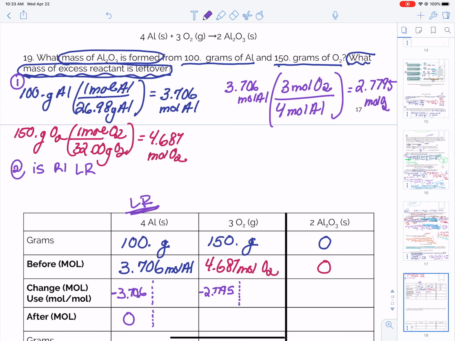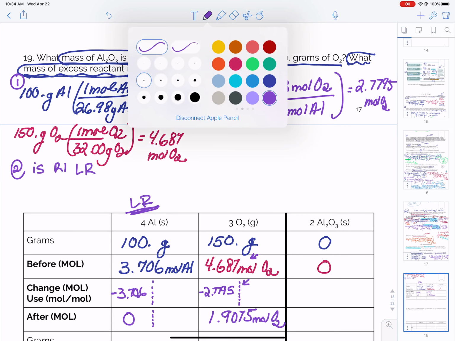Now I need to actually do this out. If I start with 4.687 moles of oxygen, I subtract 2.7795 moles of oxygen that's going to get used. What am I going to have after, which is what's left over? 1.9075. That's how many moles of oxygen I'm going to have left over.